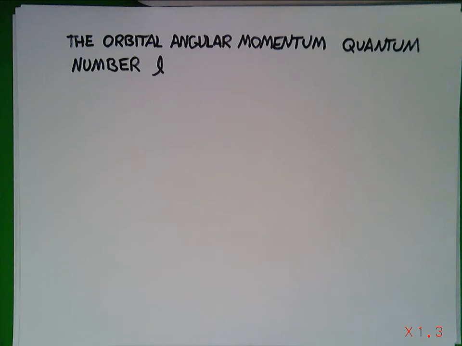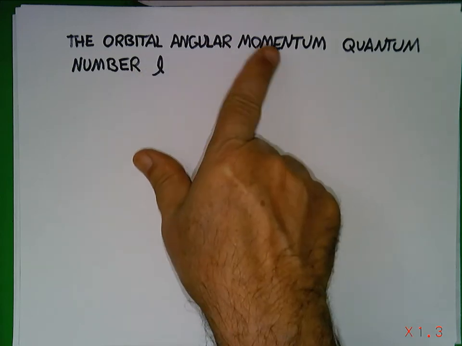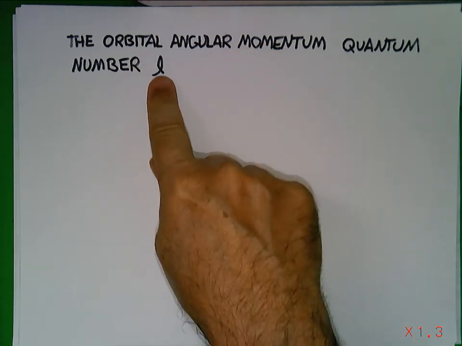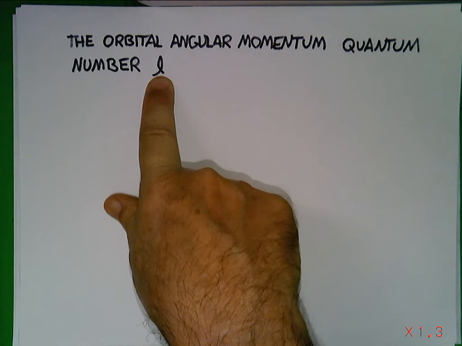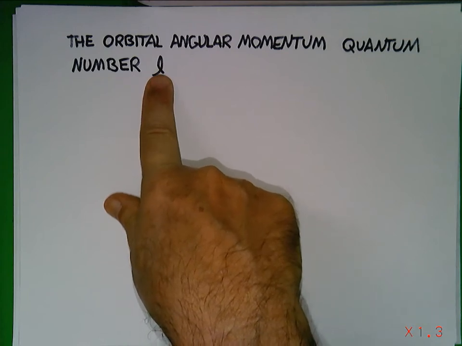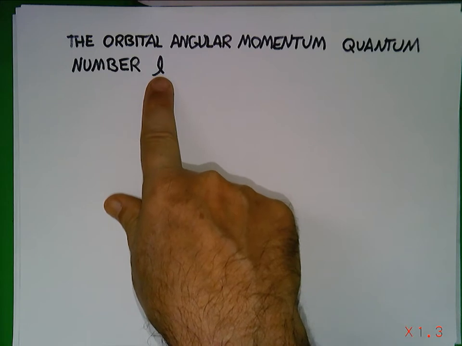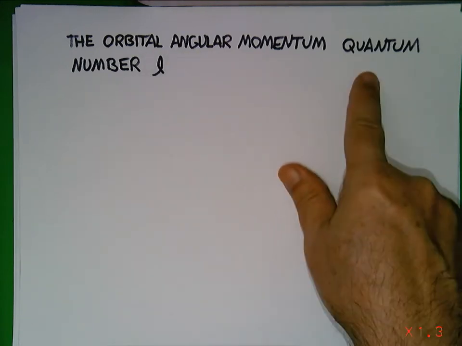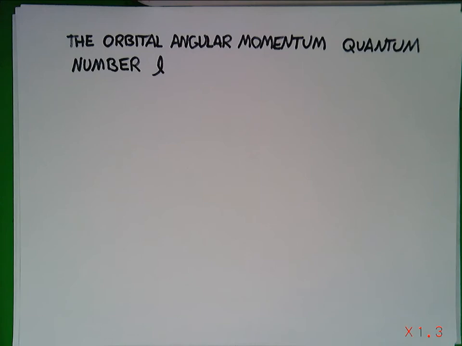The next quantum number has got a long name, the orbital angular momentum quantum number, and it's given a lowercase l here. Usually they'll write it as a script L, because lowercase l looks like a numeral 1 in text sometimes. Now what does all this mean? Why such a complicated name?